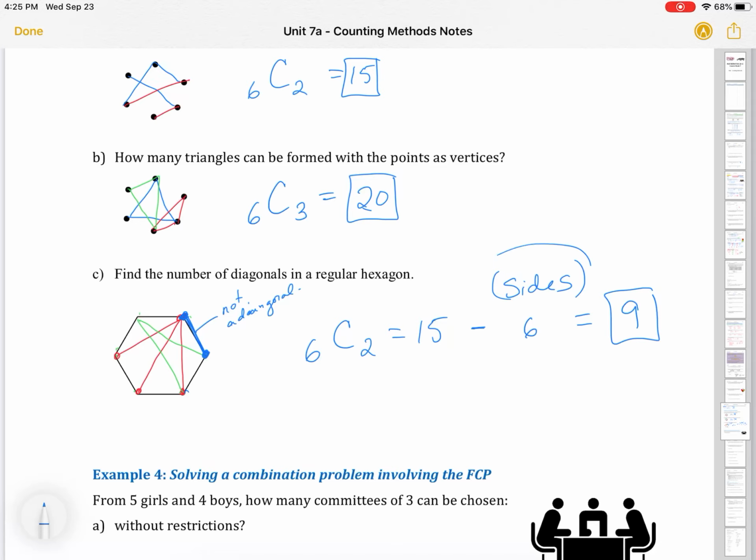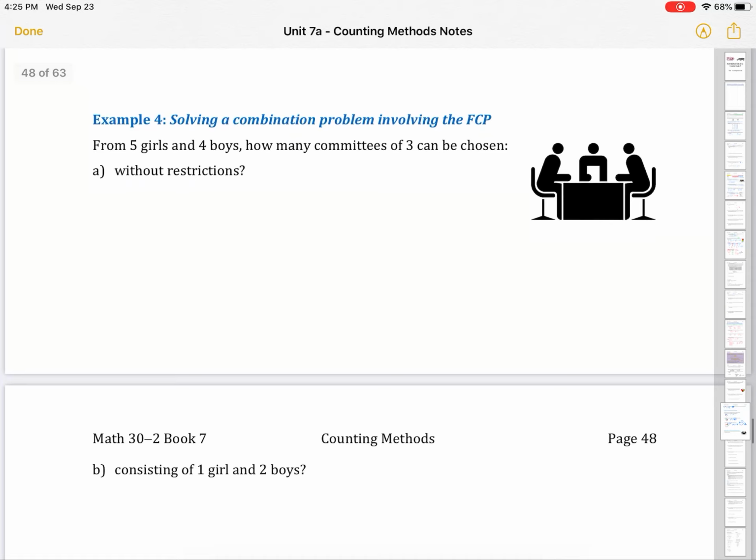So that one you have to do a little bit of thinking because there isn't 15 diagonals. There are 15 connections between 2 points. So we figure out the total number and then we subtract the sides or edges. Then we get all of our diagonals. Okay, a little bit of thinking there.